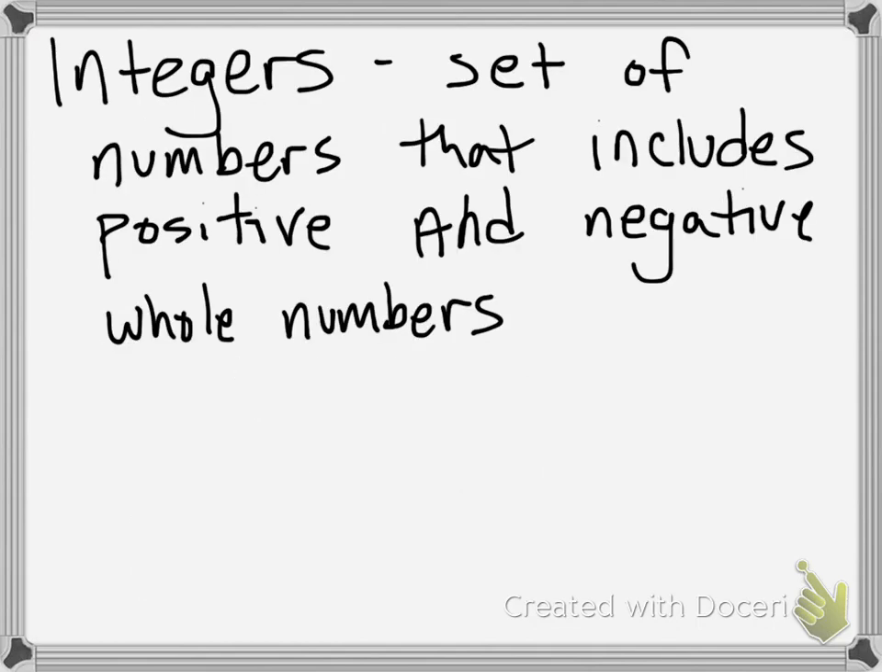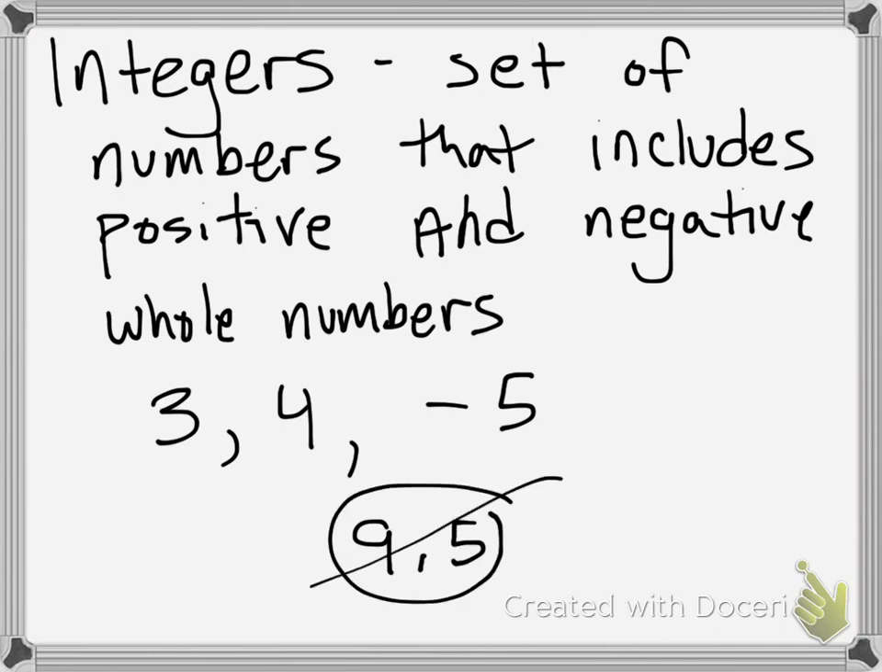Okay, now integers have to do with a set of numbers, and this particular set of numbers includes all of the positive and negative whole numbers. So by whole numbers we mean a number like 3 or 4, a negative number like -5. But this does not include fractional numbers like 9.5. So 9.5, you're out of the set.